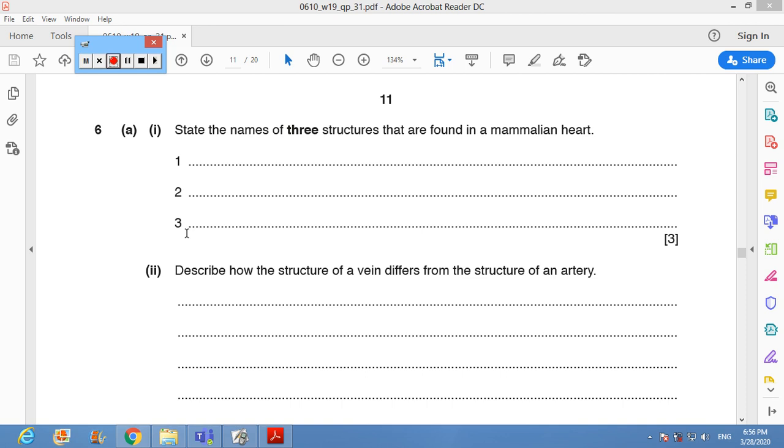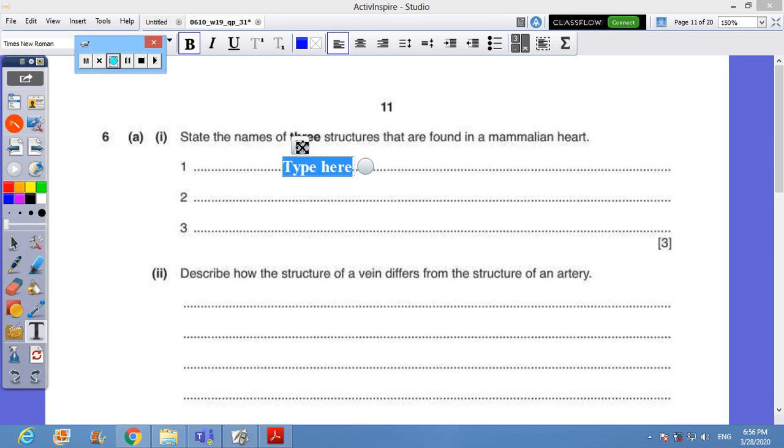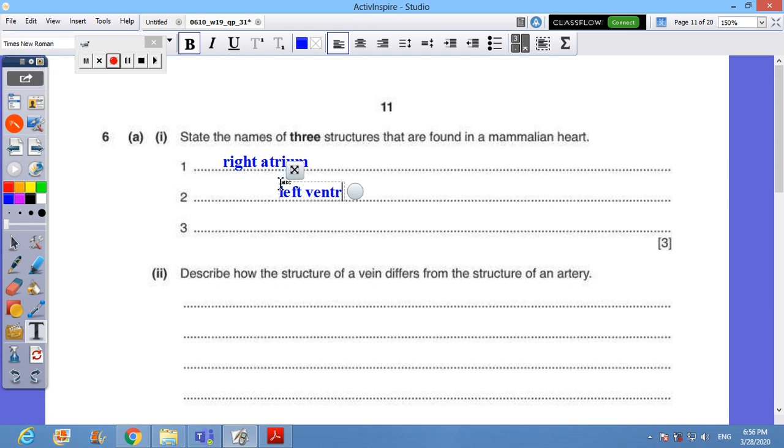Welcome back, and we are doing question 6 right now, part A, first part in A. State the name of 3 structures that are found in the mammalian heart. There are many structures that you can talk about. For example, you can say right atrium, you can say left ventricle, you can say septum, you can talk about the valves, you can talk about the blood vessels attached to the heart, many of them.